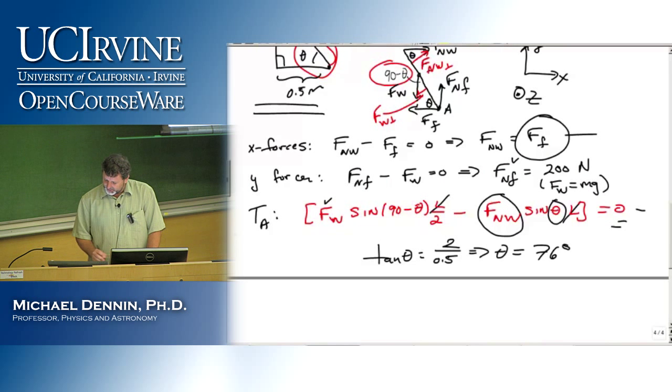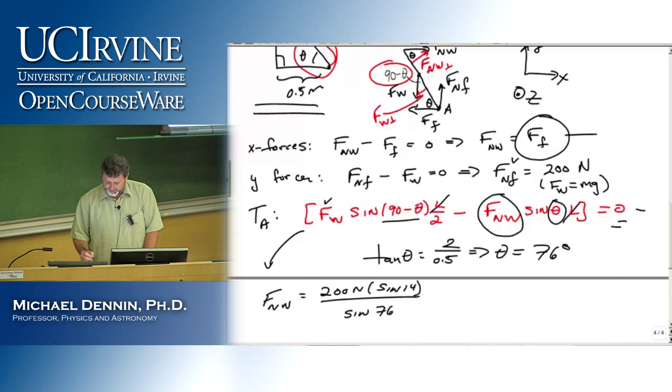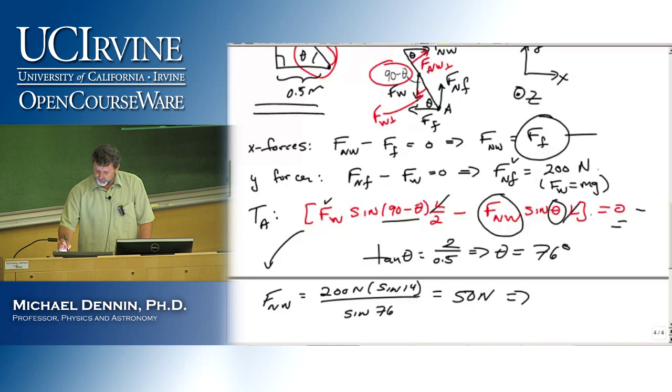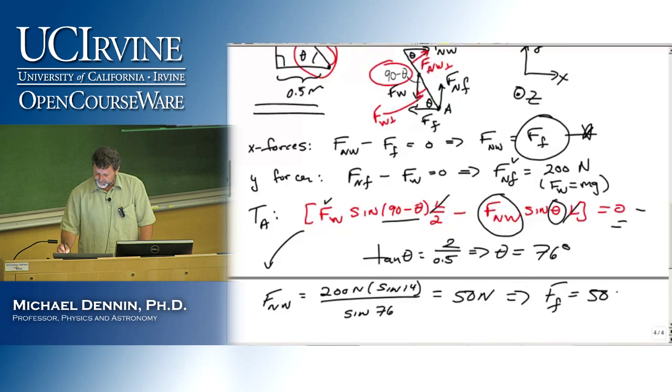If I take this equation, the normal with the wall, I put it all together, it is 200 newtons times the sine of 14, that's the 90 minus 76, over the sine of 76, and that's going to equal 50 newtons. From that, if I use this equation up here, that tells me the force of friction is 50 newtons.